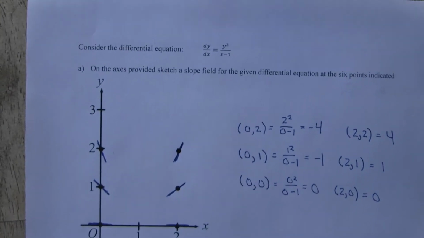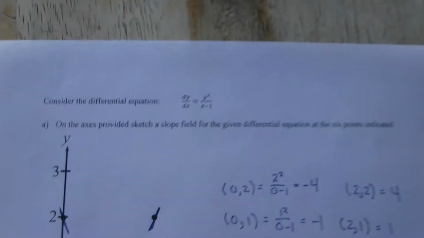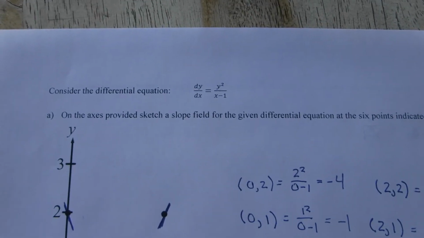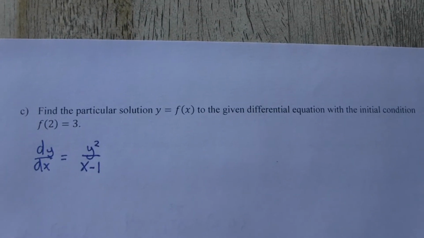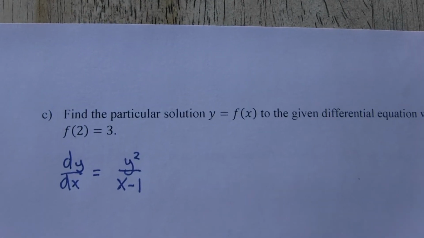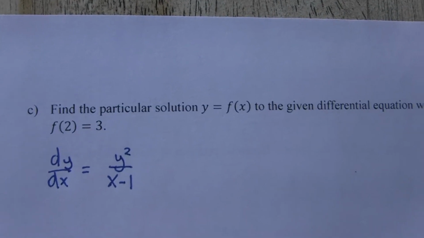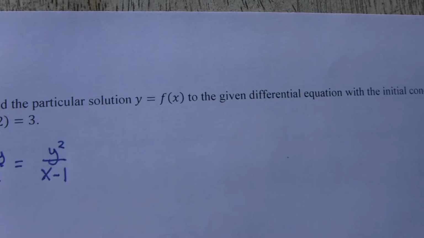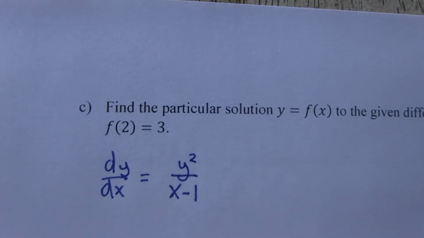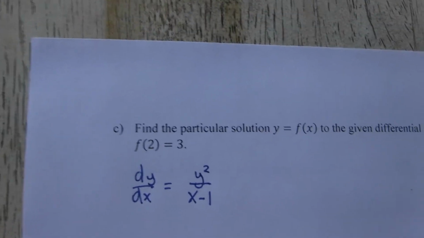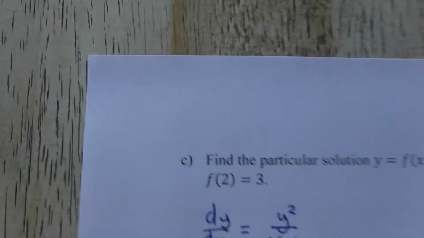What we are going to do now is the third part of this problem, which we haven't really talked about a whole lot. So let's just take a look at the problem real quickly, and I'll describe what it's actually trying to say. It says find the particular solution, y is equal to f of x, for the given differential equation with the initial condition f of 2 is equal to 3. Again, that's just a point where the x is 2 and the y is 3.